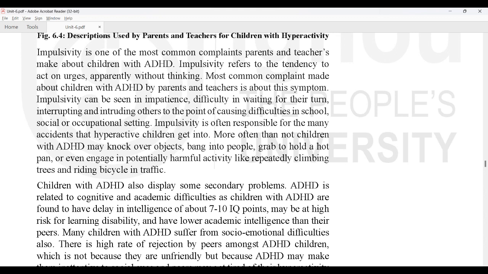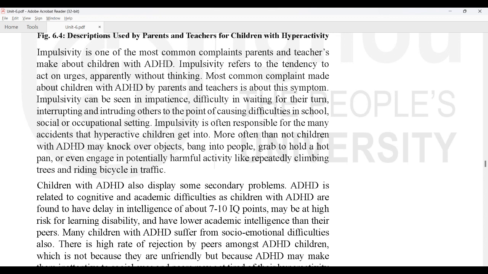Impulsivity is often responsible for the many accidents that hyperactive children get into. More often than not, children with ADHD may knock over objects, bang into people, grab to hold a hot pan, or even engage in potentially harmful activity like repeatedly climbing trees and riding bicycle in traffic.